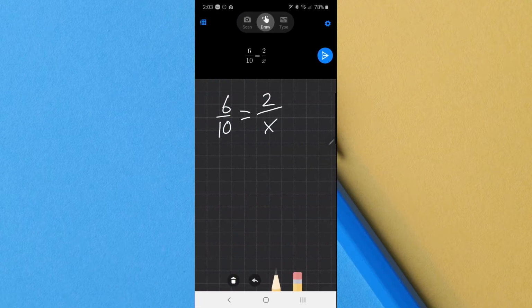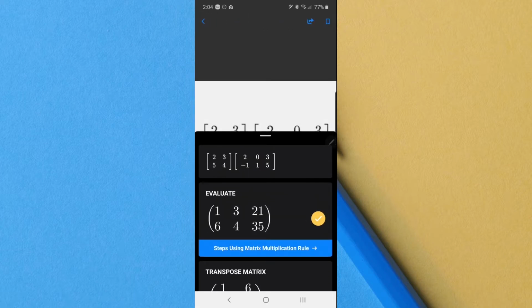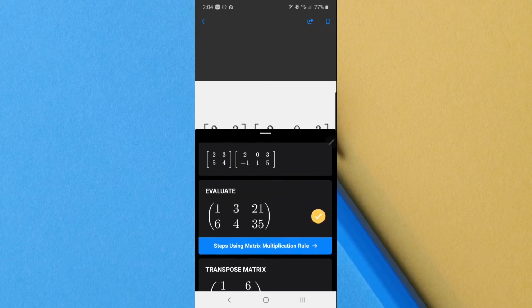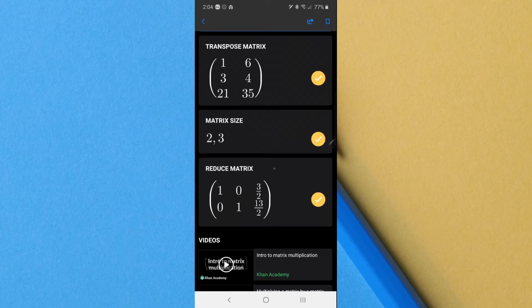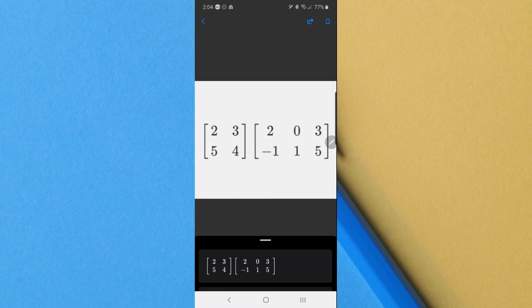I'm continuing to use the stylus because it makes it easy for you guys to see what I'm pointing to. You can always just choose to scan, and it says here, welcome to Microsoft Math. Snap a photo of an equation or math problem to get an answer and detailed solution. So for instance, this is a picture of someone's screen. If I click on that, it shows what it wrote down, and it's going to evaluate that whole equation. If you're looking for matrix sizes, these are matrices, you can do that. It's really cool.